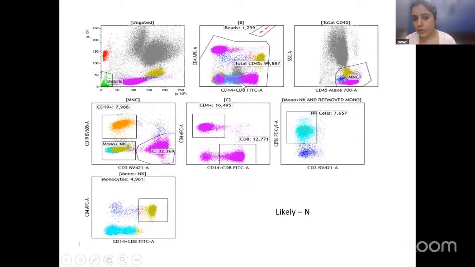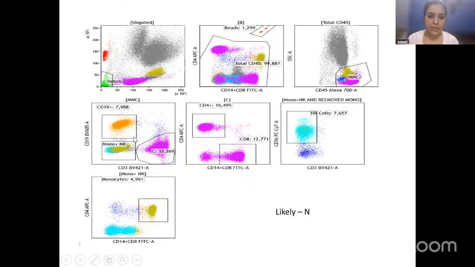The more you go to the right, the more is the positivity of the cells, right? Of the CD45 cells, you have all the mononuclear cells. You've got CD4, CD8, you've got the NK cells, the whole of this lot that you've got. These were about 99,887 cells. Just for calculation, let's take it as 1 lakh.